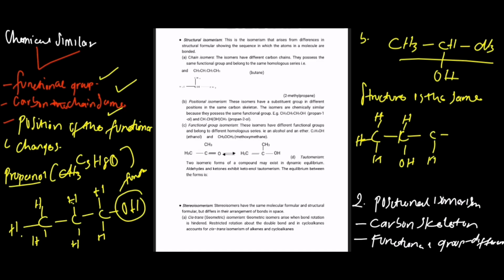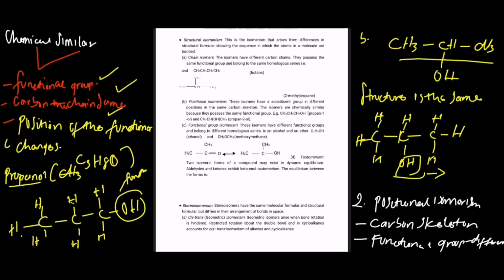Yes, the structure is still the same. Just the position of the functional group at position 2. Altogether, the functional group is the same, but the only difference is just where this OH is located. That is what we call positional isomerism. Now the name will change to propan-2-ol.